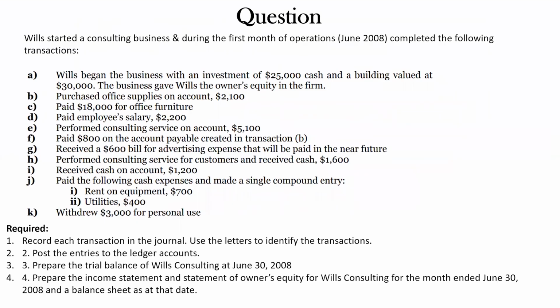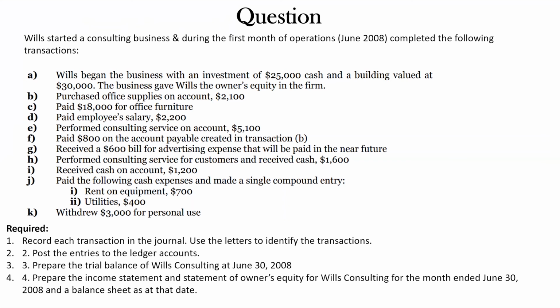Our question says, A, Will began the business with an investment of $25,000 cash and a building valued at $30,000. The business gave Will the owner's equity in the firm. How will we record this transaction?